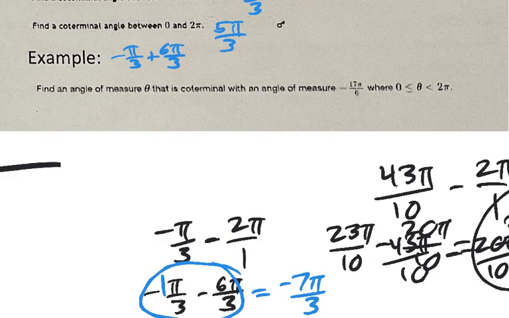Find one that's coterminal. You guys go ahead and do this one. Find one coterminal with negative 17 pi over 6. Negative 5 pi over 6. Yeah. That's not between 0 and 2 pi. 7 pi over 6.